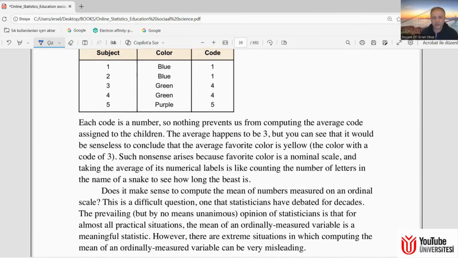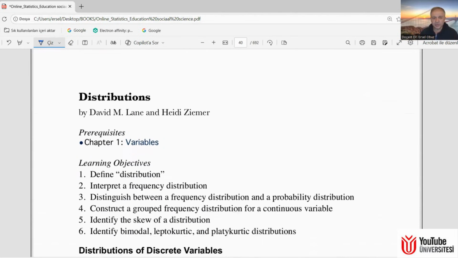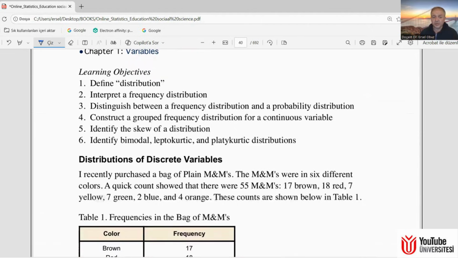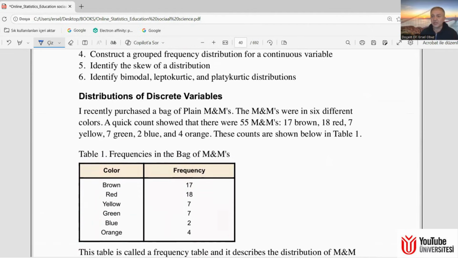There are some examples for psychology that are important. We may talk about distributions. Distributions are important, right? Whether they are discrete or continuous, they are important. Let's look at this example. I recently purchased a bag of plain M&Ms. Oh, yummy. The M&Ms were in 6 different colors. A quick count showed that there were 55 M&Ms, 17 brown, 18 red, 7 yellow, 7 green, 2 blue, and 4 orange. So what we can do, we can list these counts, right?